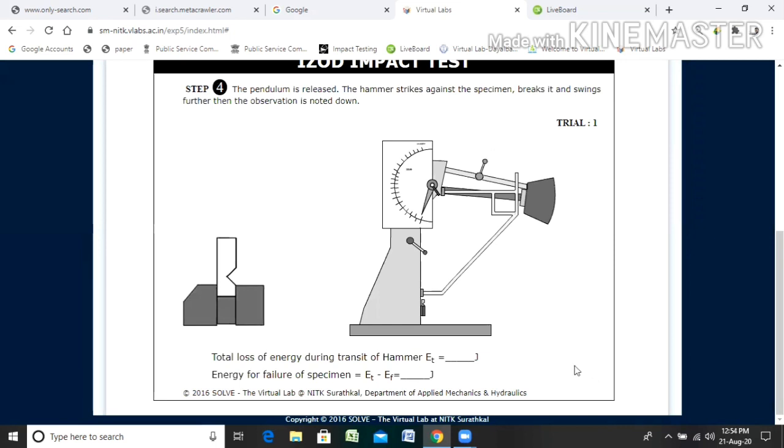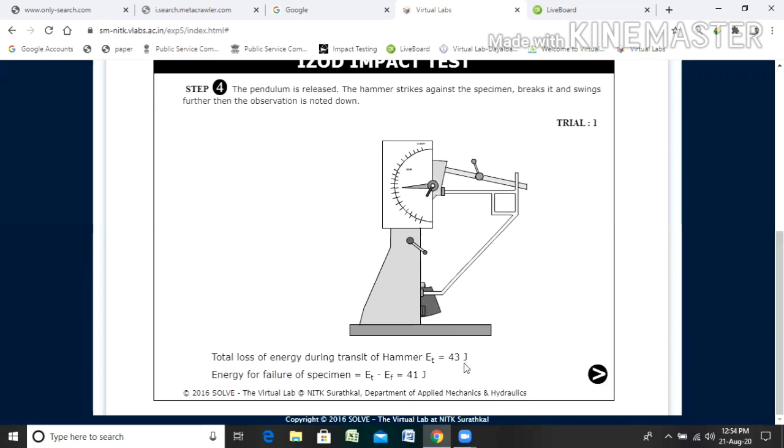Now in the fourth step we will be doing our trials. We will be doing 3 consecutive trials of our experiment. We have to release the hammer by disengaging this lever, and we will see the breaking has been done. The total loss of energy during the transit of the hammer, ET, is 43 joule, and we have to subtract the loss of energy due to friction, that is 2 joule, from this 43 joule, and thereby we get the energy for failure of the specimen, that is 41 joule.